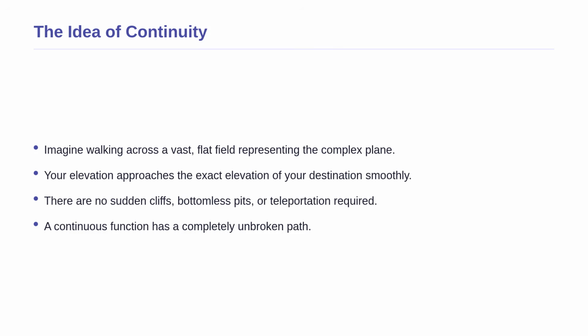Let us start with continuity. Imagine you're walking across a vast flat field, which represents a complex plane. As you walk towards a specific destination, you measure the elevation of the ground beneath your feet. If the ground is perfectly smooth, your elevation will gradually approach the exact elevation of your destination. There are no sudden cliffs or bottomless pits. In mathematics, when a function behaves this smoothly, without any sudden jumps or breaks, we call it a continuous function. It allows you to smoothly glide into your destination from absolutely any direction.